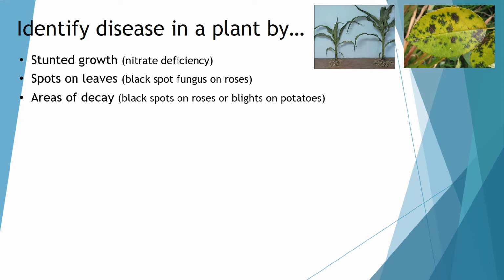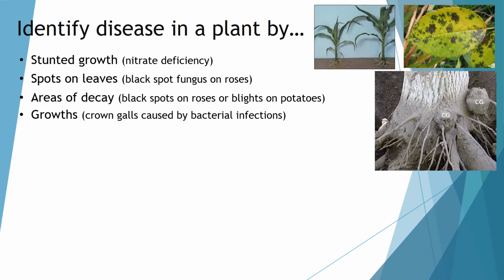Bacterial fungi in the soil, particularly if it's not well draining soil, can cause blights. Growths, like galls, can be caused by bacterial infections. I can never remember the name of the bacteria. You don't have to know the name, but bacterial infection causes galls or growths that look a bit like tumours on plants. There we go, there's some.